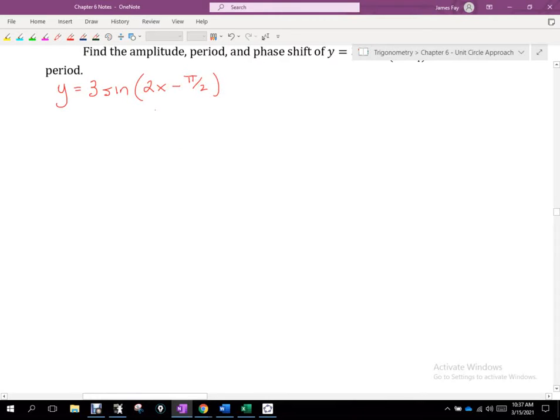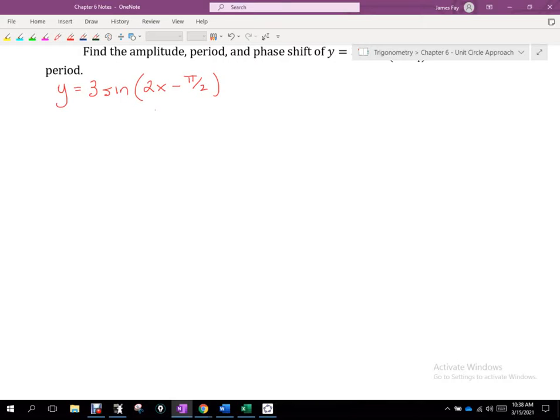pi over 2. Okay? Now, as we work through this, we should develop a procedure that we can follow regardless of what the 3 is, regardless of what the 2 is, regardless of what the pi over 2 is. Once we can do this a couple times procedurally, we can insert any values that we want in there. Right now, that pi over 2 is different than anything we've seen so far, right? We haven't had any that had that subtraction in the argument.